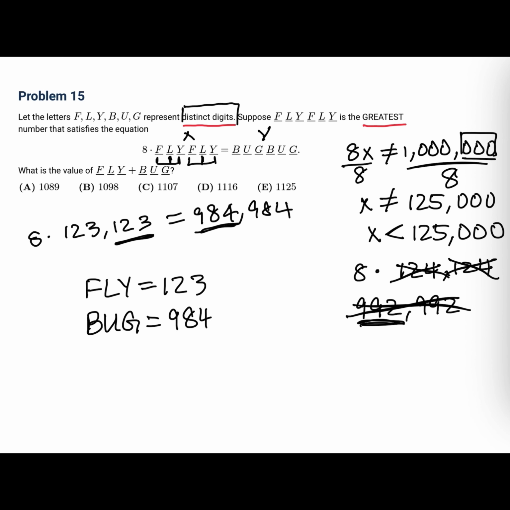The problem wants us to find the sum of these two numbers, so when we add 123 and 984, we get that our answer is 1107. So our answer is C, 1107.